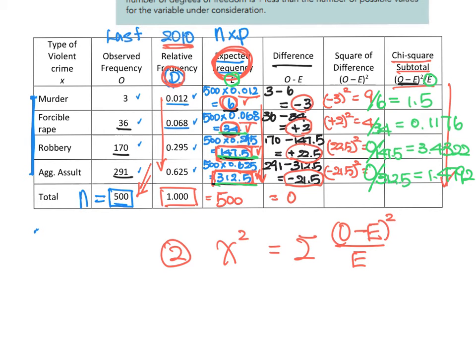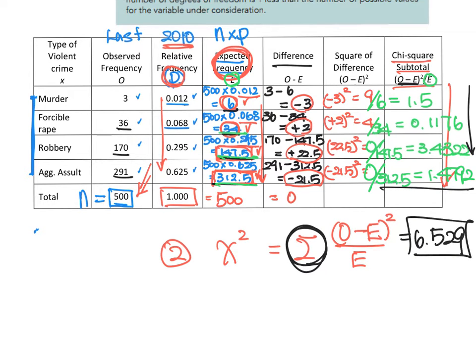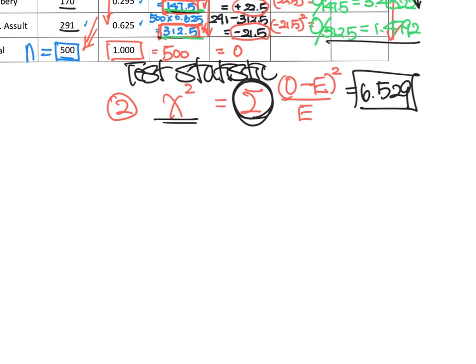Then what? Take the sum, right? Yeah. So the summation will be 6.529. So that is the test statistic in step number 2. Then now step 3, we need the p-value.